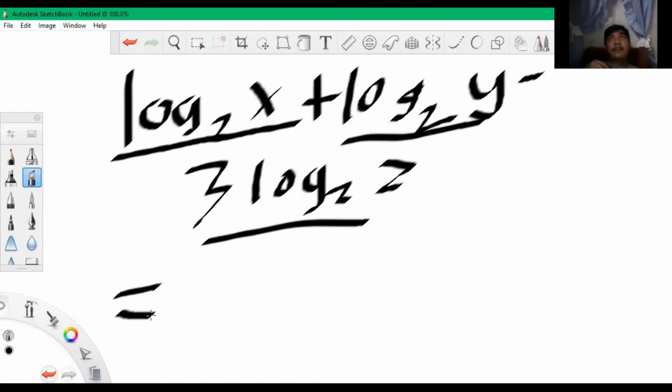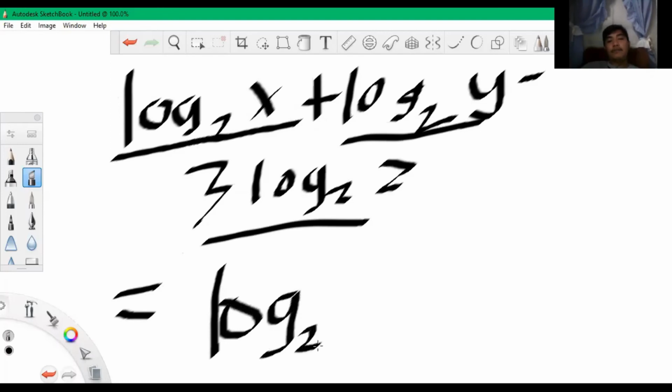combine these logarithms since pare-parehas naman sila ng base. So first is to write the logarithm and the base. So the log symbol and the base, which is equivalent to 2. And as you can see, we have x, plus sign, and the y. So we get the logarithm. So we're done with the logarithms.